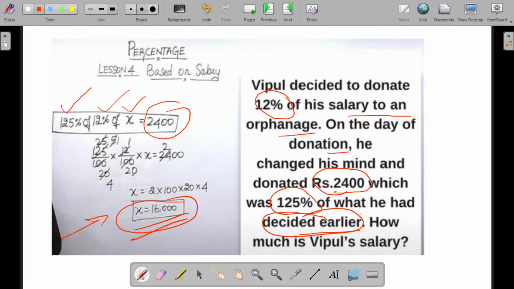He decided to donate 12 percent, but on the day of donation he donated 2,400, which was 125 percent of what he had decided earlier, that is 125 percent of 12 percent. So 125 percent of 12 percent of x is equal to 2,400, and we'll get 16,000. Great.